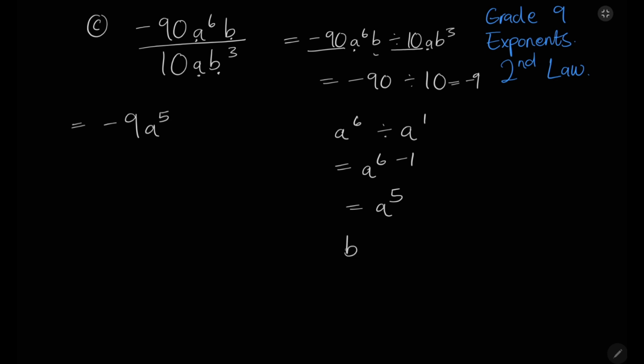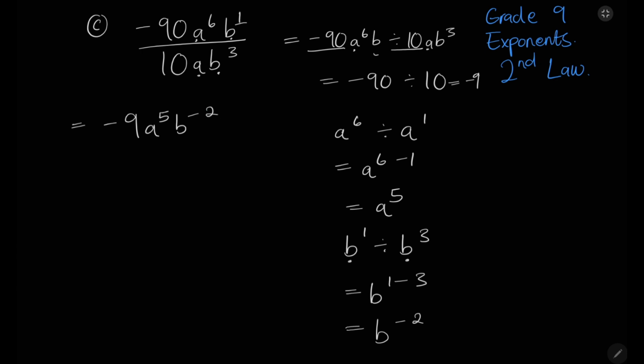Now let's move to b. We have b to the power 1, right? Divided by b to the power 3. So we have the same base. We have b and b. We write down our base, 1 minus 3, which is b. 1 minus 3 is negative 2. So you write this as b to the power minus 2.